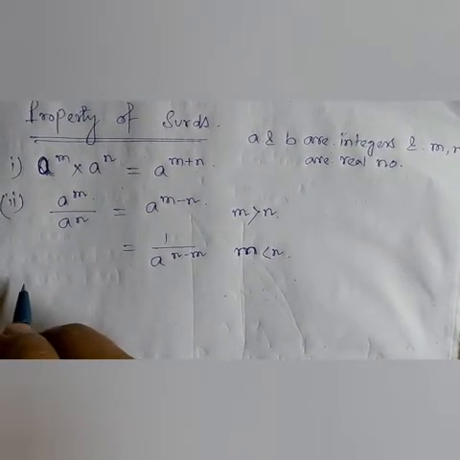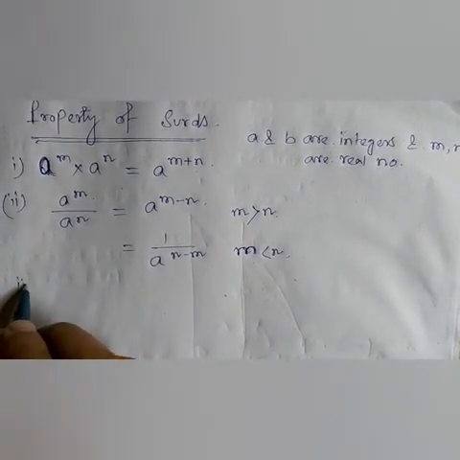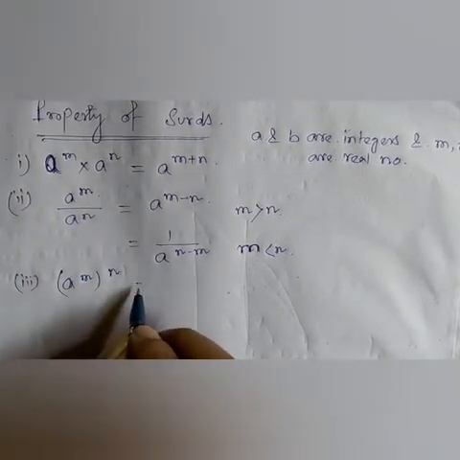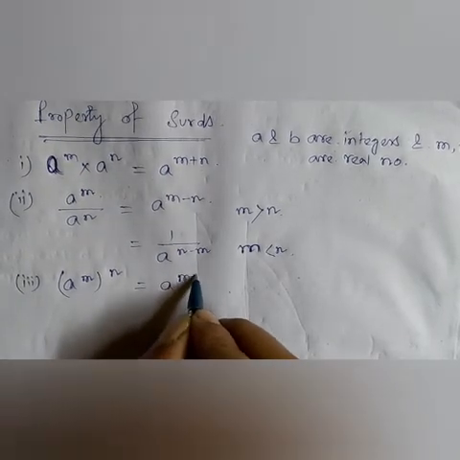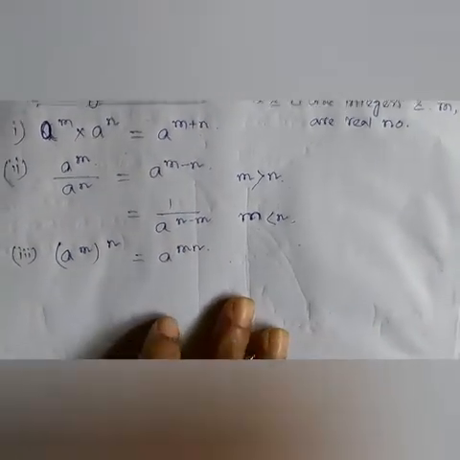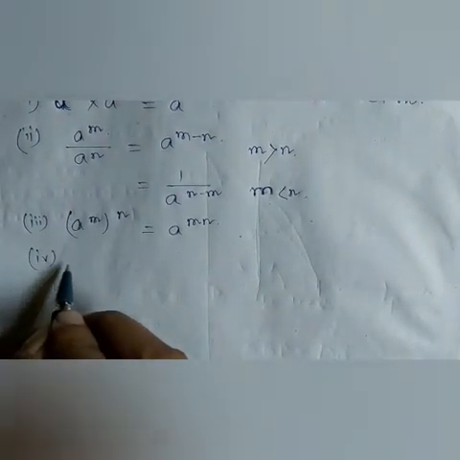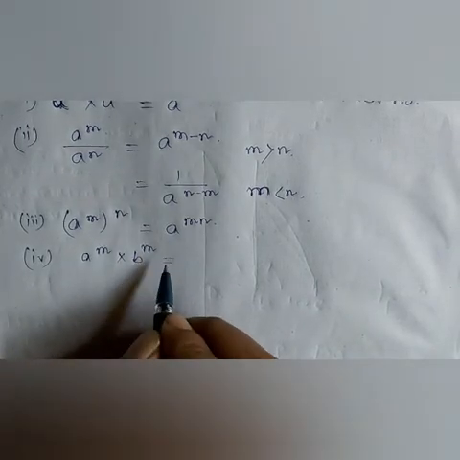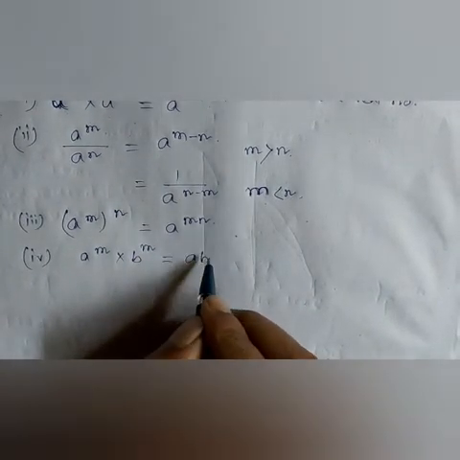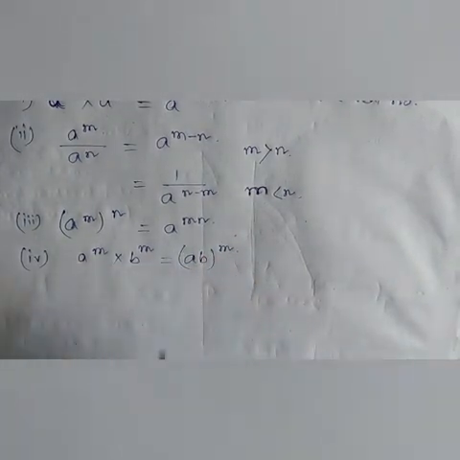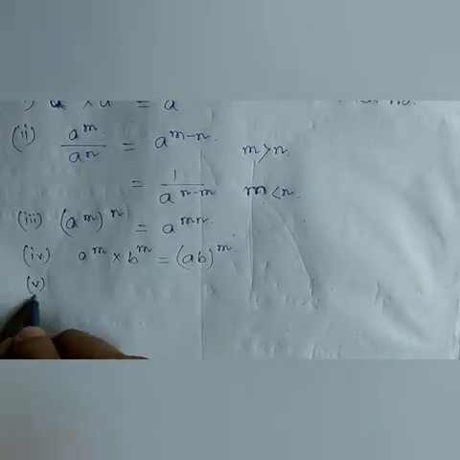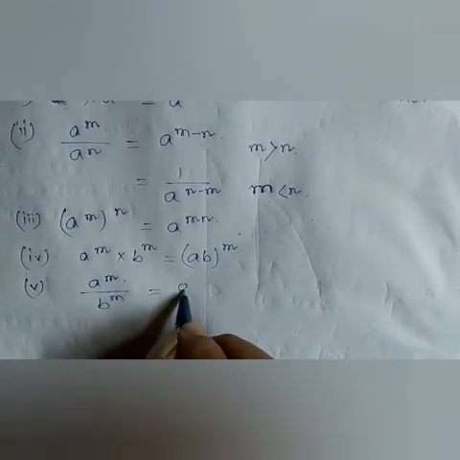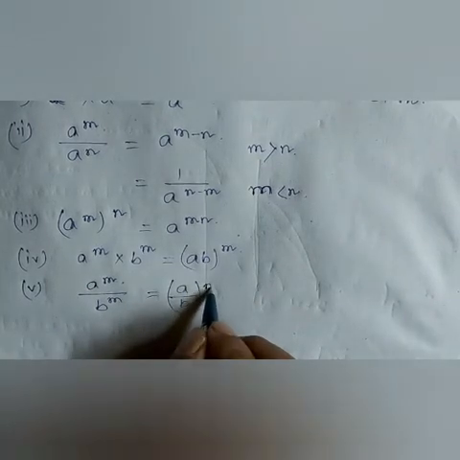Okay, now the third one: a to the power m whole to the power n, then the value is a to the power mn. Number 4, a to the power m into b to the power m is equal to ab whole to the power m. And the last one, a to the power m by b to the power m is equal to a by b whole to the power m.